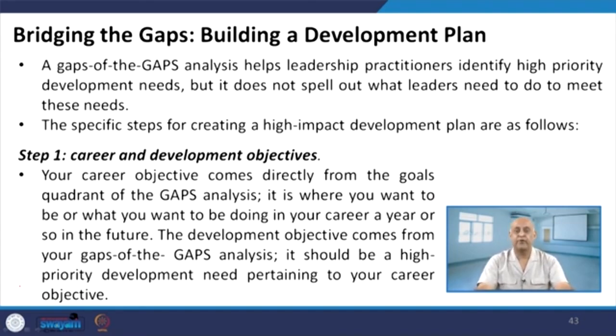The first and foremost is commitment, dear friends. Commitment for what? Career and developmental objectives, right? So, therefore, your objectives come directly from the goals. Gap analysis is there. It is where you want to be or what you want to be doing, and that is the first and foremost, are you clear? That is, what you want to be.